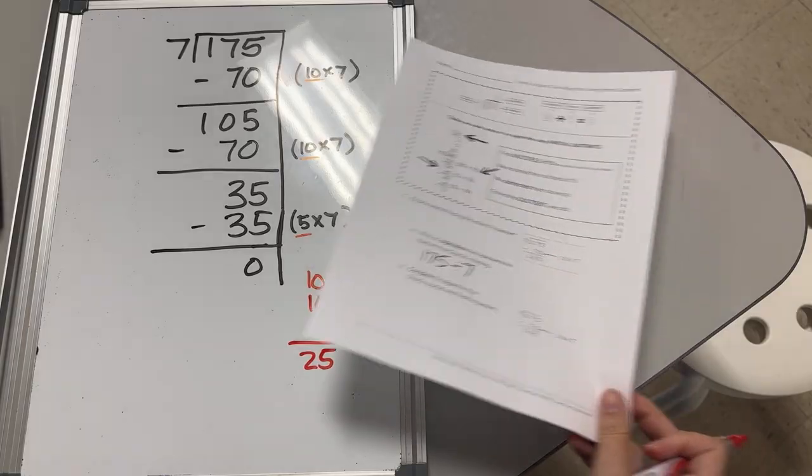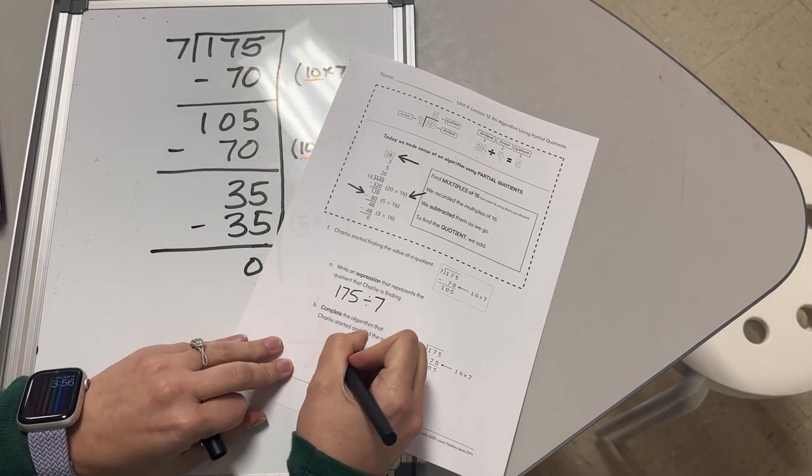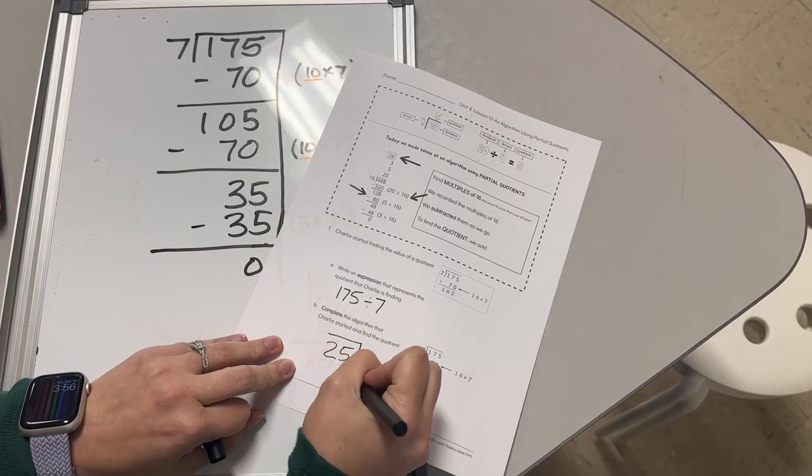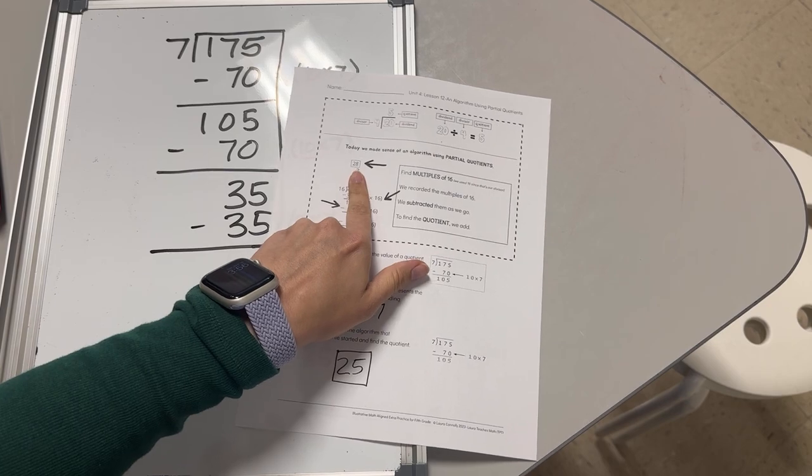And you'll want to make sure that you put all of your work there on the page, and then designating your 25 sort of with a square around it is what I usually do, just like they did up here at the top for the example.